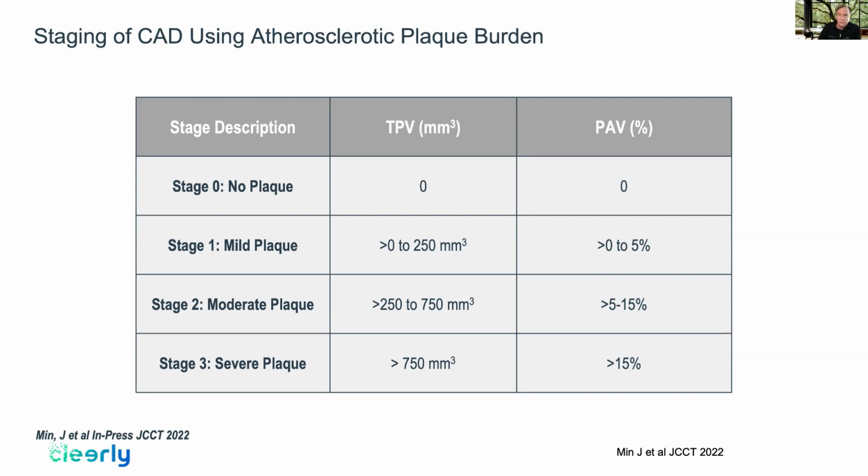So the percent atheroma volume, for those of you who may not be as familiar, is a number in which you take the total plaque volume in cubic millimeters, and then you divide it by the volume of all the patient's epicardial coronary arteries. So in essence, it gives you a percentage of how much of the coronary arteries are plaque. So in the case of 15%, a PAV of 15%, 15% of the volume of the arteries is plaque.